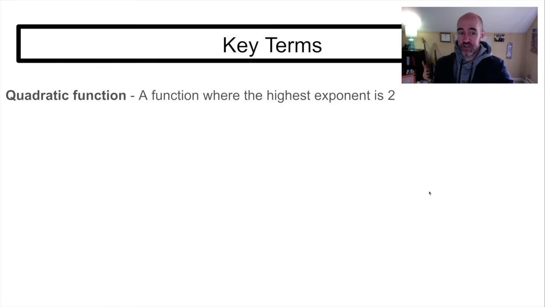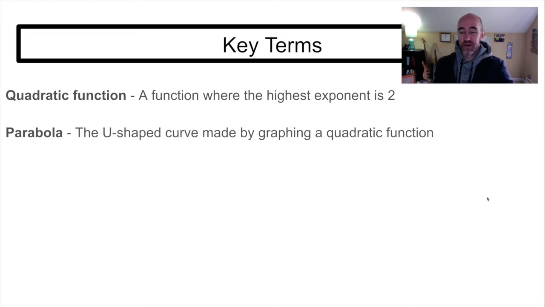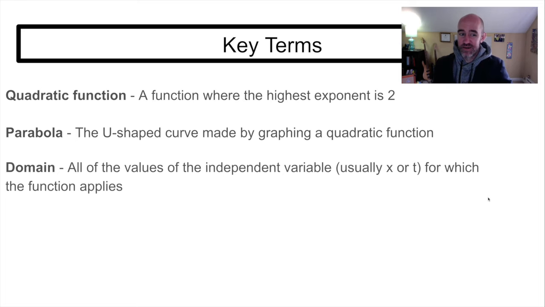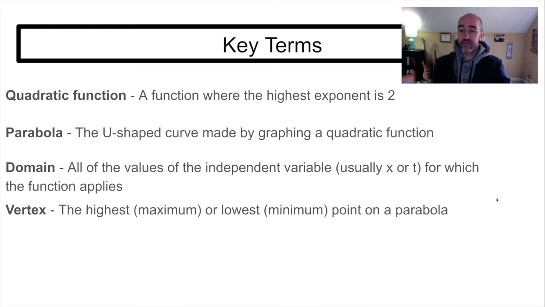A couple terms you're going to want to be familiar with. One is a quadratic function, which is a function where the highest exponent is 2. It's the x squared term. Second is the parabola. That's just the shape that it makes, the U-shaped curve made by graphing a quadratic equation. The domain is all the values of the independent variable, usually x or t for time, for which the function applies. And then the vertex, as you know, is the highest, the maximum, or the lowest, the minimum, point on a parabola.